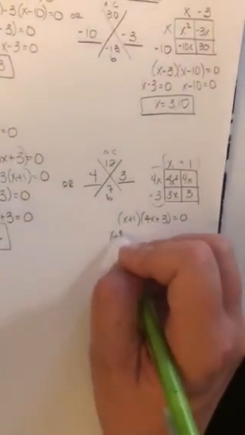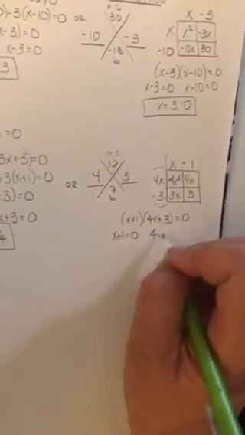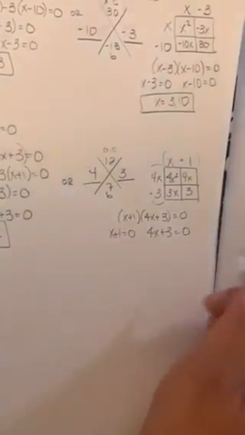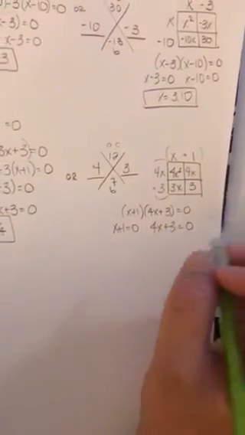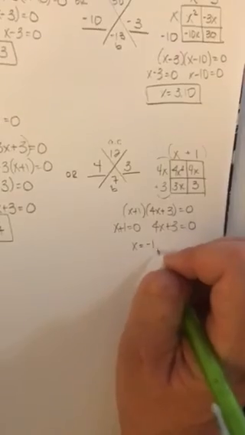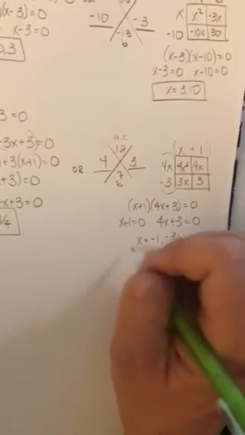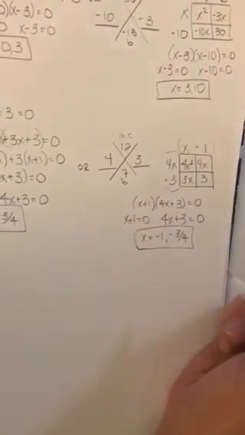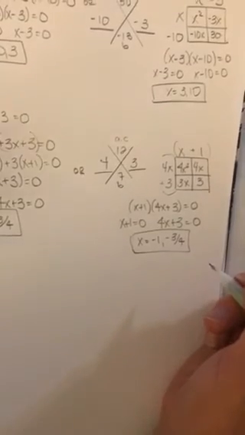Set them both equal to 0 because of that 0 product property. If you multiply them together, one of them has to be 0. So x is -1 and -3/4. Woohoo!